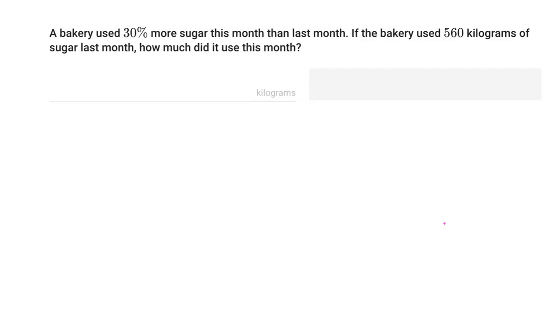This question says, a bakery used 30% more sugar this month than last month. If the bakery used 156 kilograms of sugar last month, how much did it use this month? So last month, that's our OG, our original. And how much did it use this month? This is our new, and we don't know that, so that's going to be our X. 30% here is our percent that we are changing by. We have to think, is the change an increase or a decrease?